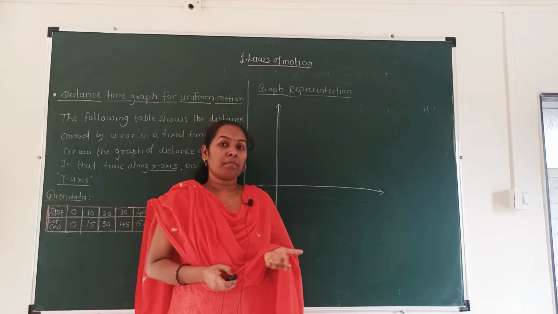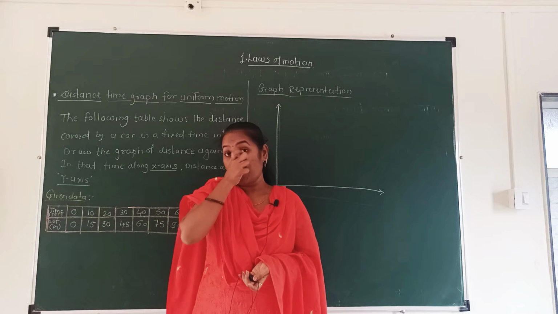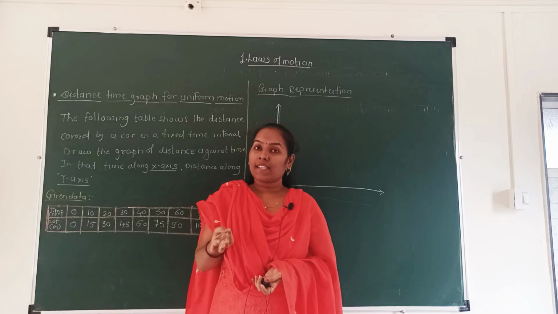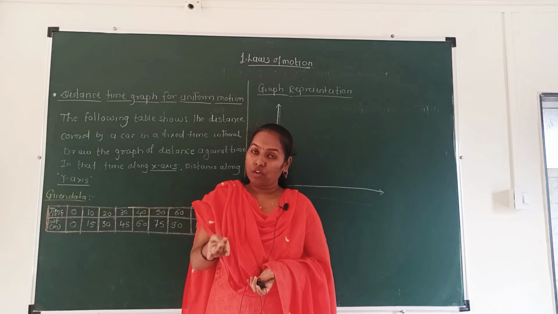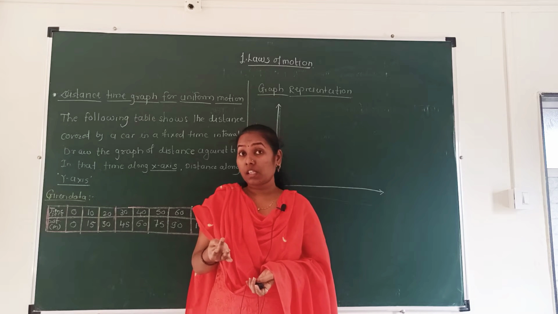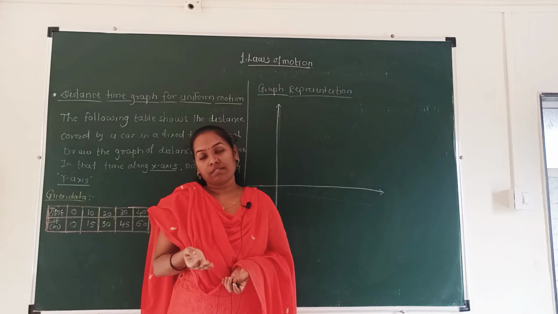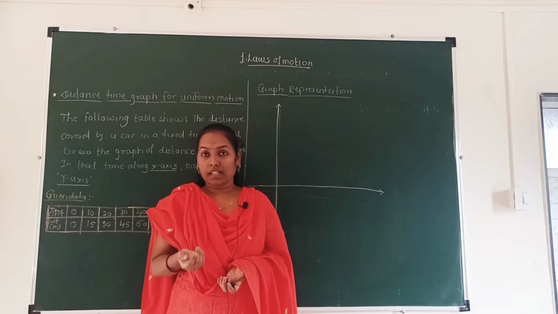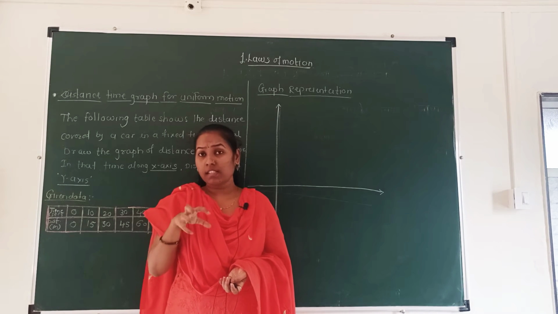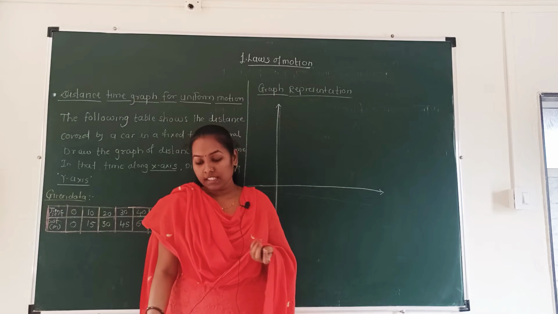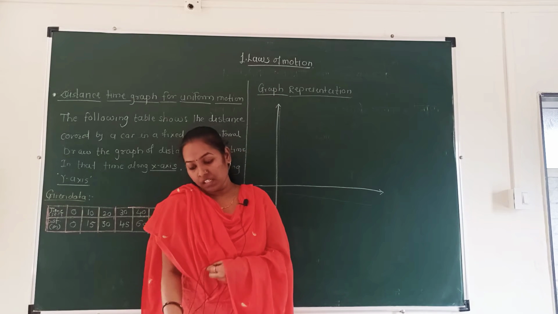It has mainly 5 types. Which 5 types? First one is uniform acceleration, second is non-uniform acceleration, third is positive acceleration, fourth is negative acceleration, and fifth is zero acceleration. All this information we have already seen in a previous video.